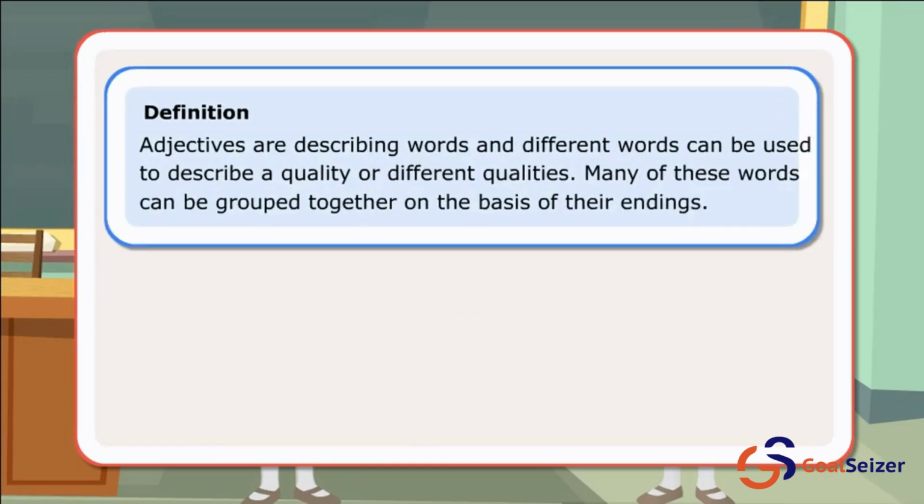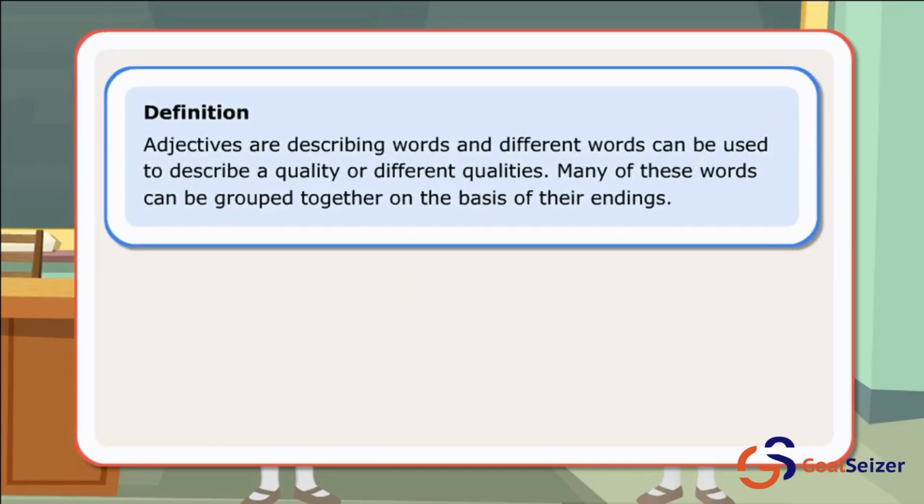Definition. Adjectives are describing words, and different words can be used to describe a quality or different qualities. Many of these words can be grouped together on the basis of their endings. Let us look at a few sentences.